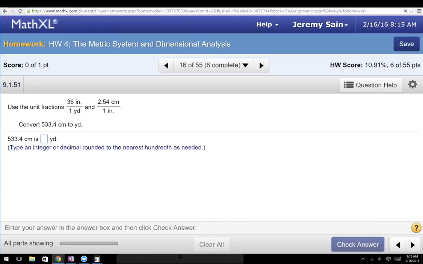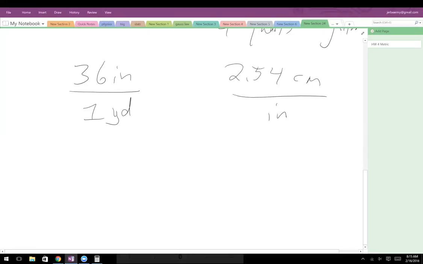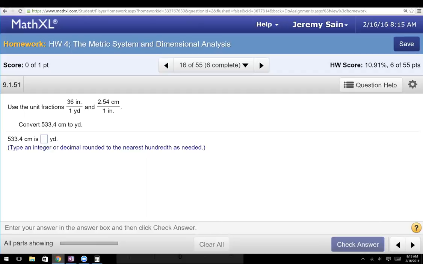Okay. It says you're converting 533.4 centimeters to yards, and it tells you 1 yard is 36 inches and 1 inch is 2.54 centimeters. So let's write those down. So it says 36 inches is the same as 1 yard, and 2.54 centimeters is the same as 1 inch. And we're starting with 533.4 centimeters.